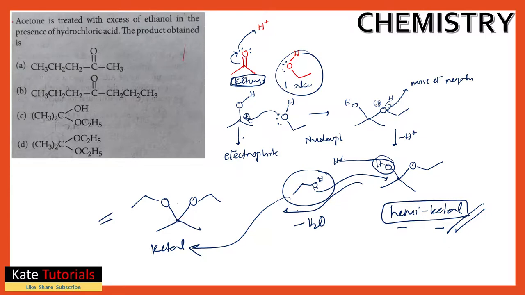This carbon is attached to two CH3, followed by OCH2CH3, OCH2CH3. The oxygen is attached to ethyl, and CH2CH3 is nothing but C2H5. So this is the correct option, D. A is wrong, B is wrong, C is wrong. If you know the mechanism, you can follow it.